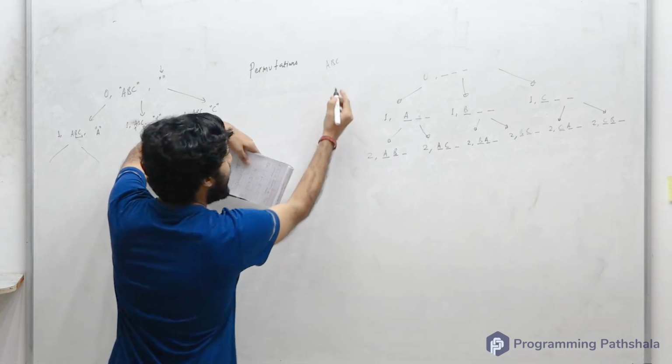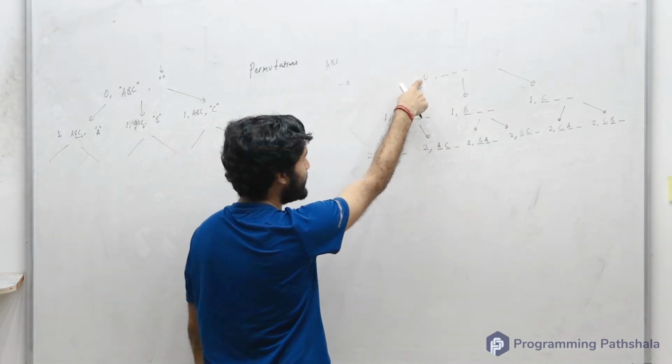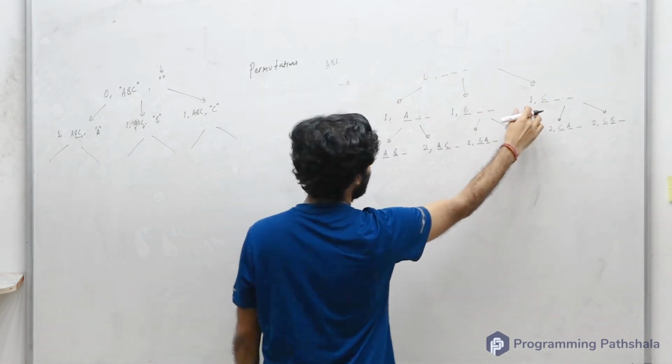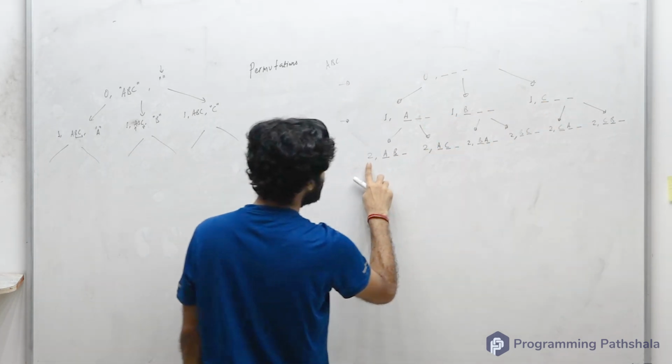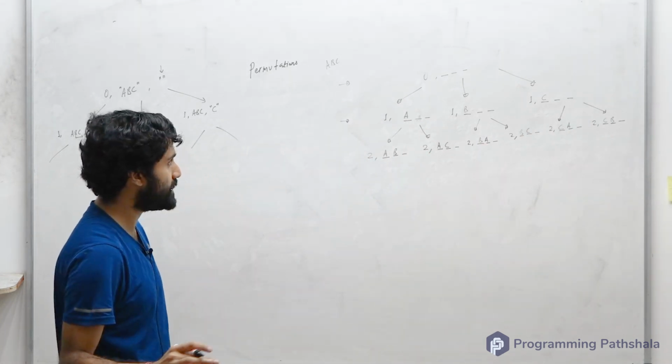So see, at this level for all the nodes you are concerned about the 0th character. At this level for all the nodes you are concerned about the first character. At this level for all the nodes you are concerned about the second character, right? So this is an important observation. This will come in handy.